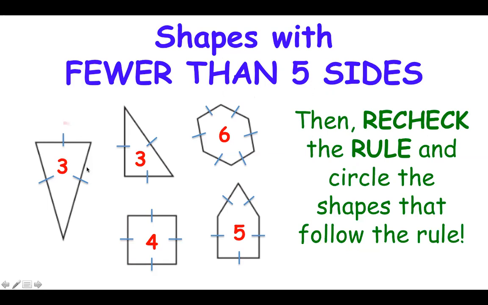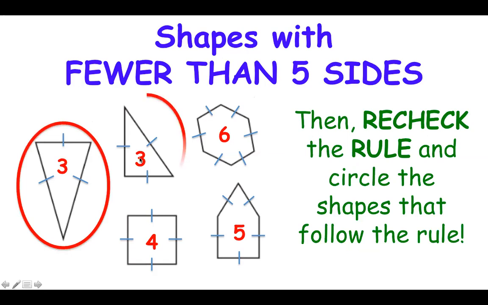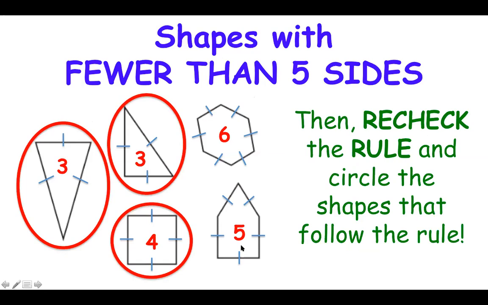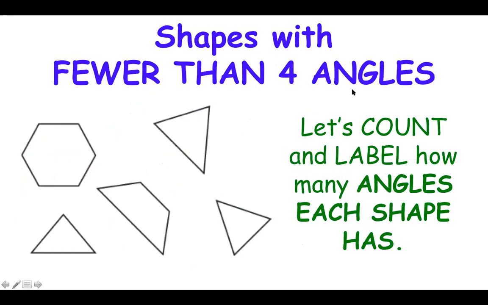So here we go. This has fewer than 5 sides because 3 is fewer than 5. Again, 3 is fewer than 5. 6 is not fewer than 5. 4 is fewer than 5. And 5 is not fewer than 5. It's exactly 5. So again, out of these 5 shapes, these 3 match the rule of having fewer than 5 sides. Let's do one more.